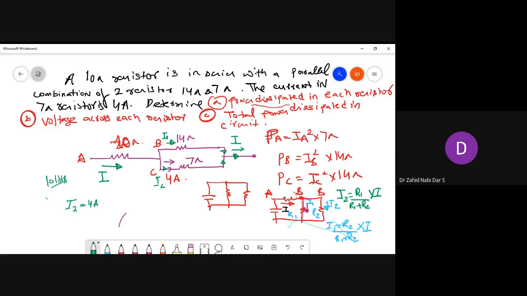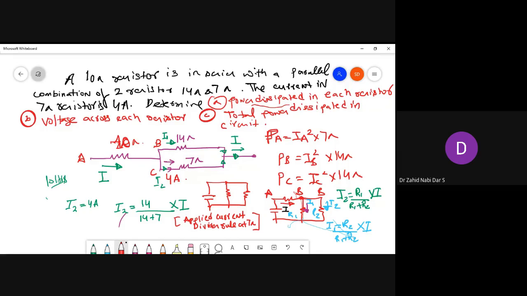Now can't I calculate from this? The value of I2 is nothing but 14 divided by 14 plus 7 into I. Why? Because I'm applying the current divider rule. What I did was apply the current divider rule at the 7 ohms.